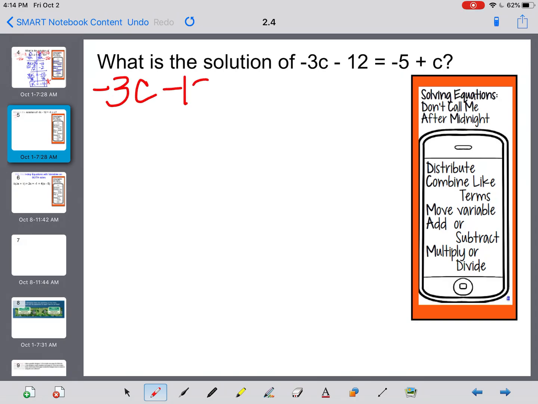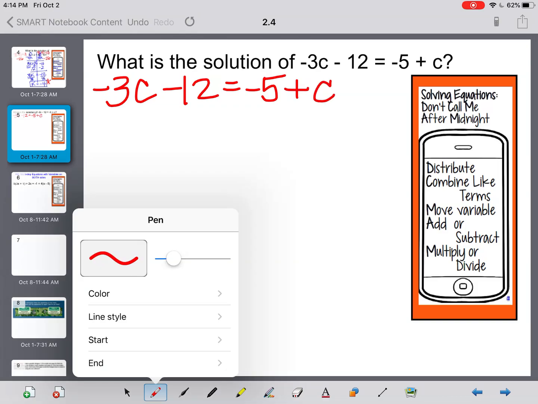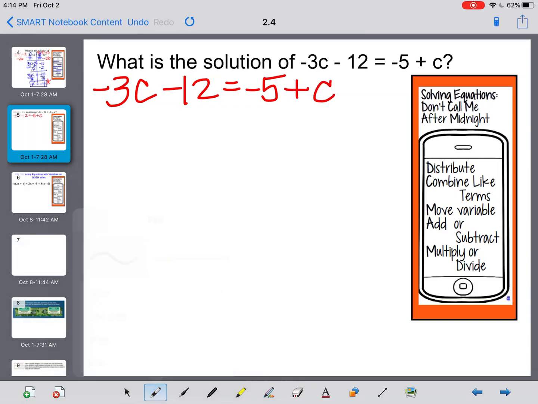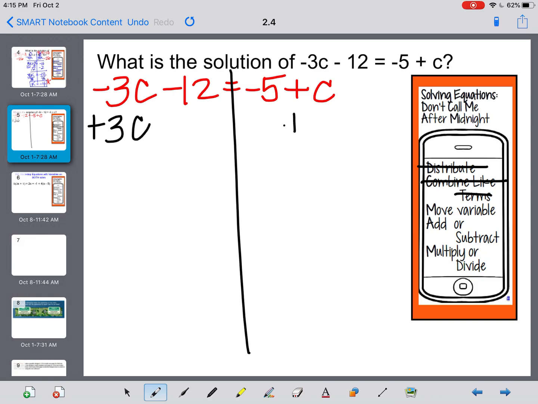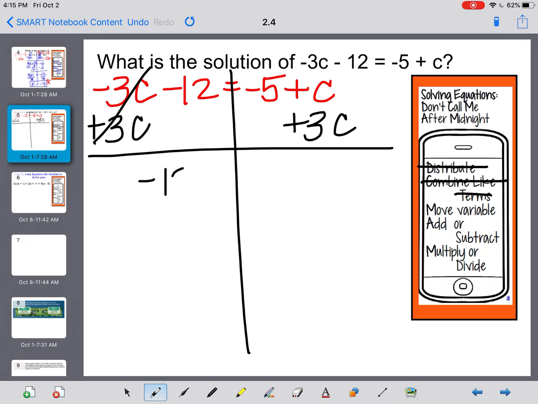Next example, I'm going to rewrite it over here so we have some more room to work. Negative 3c minus 12 equals negative 5 plus 1c. Okay, I'm going to draw myself the train tracks down the middle. I don't have any distributing. I don't have any like terms on either side, so I'm going to move my variable. Because this is a negative 3c, I can make it positive by adding 3c, leaving me with negative 12 equals negative 5 plus 4c.